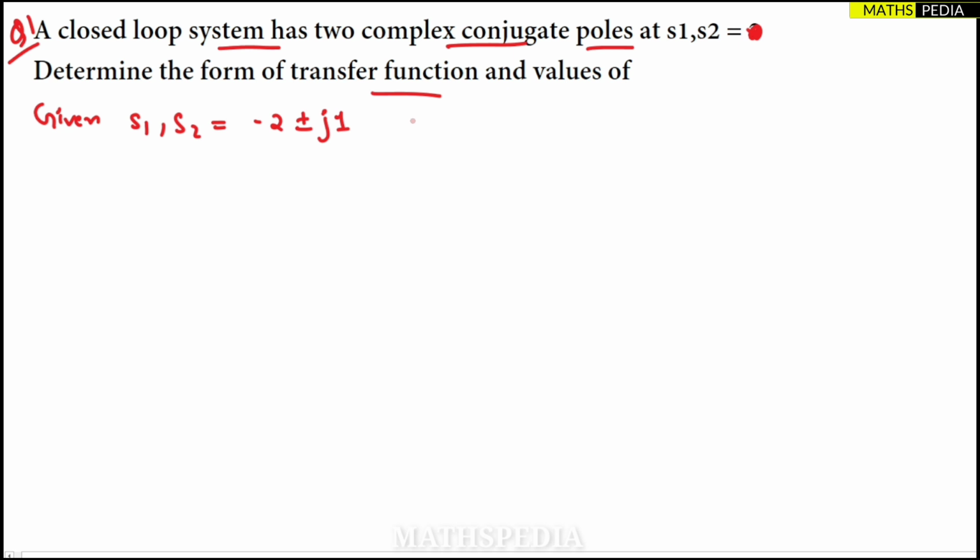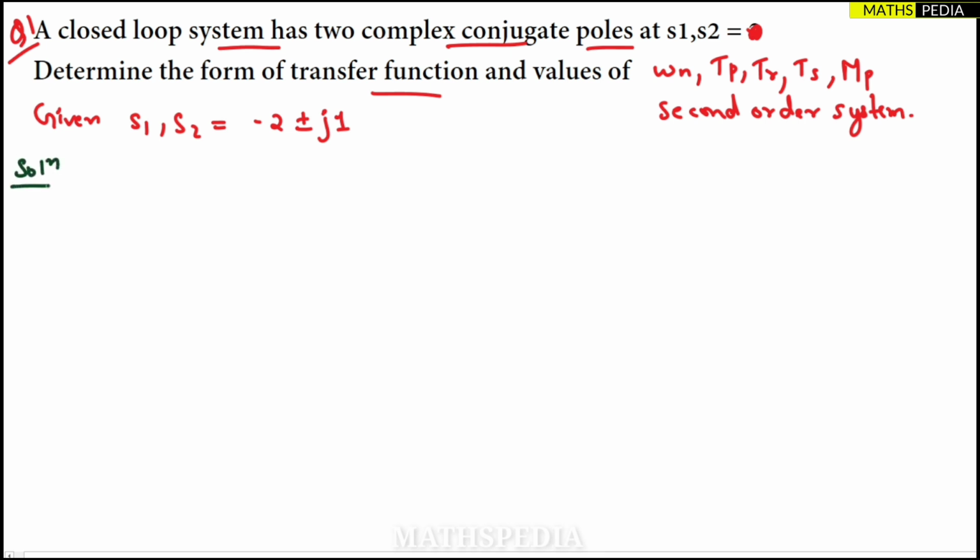Determine the form of the transfer function and the values of omega n, dp, dr, ds and Mp. You have to consider it as a second order system. This is given in the question, I am not assuming. Second order system we have to consider. Okay, fine. So given thing we got, now we'll try to analyze what all things we need. Let us start with the solution.